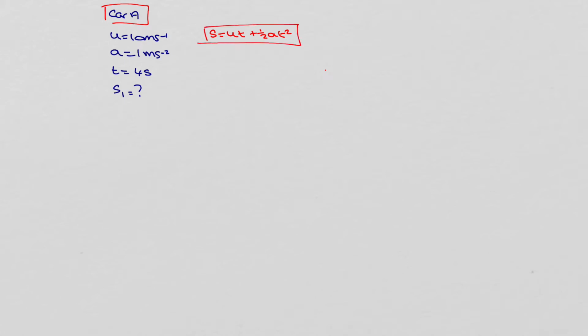So again, we say car A and work out its distance travelled. Well, for car A, we can say u is 10, a is 1, and we know the time that we're looking at specifically is 4 seconds. So therefore we can find the distance travelled using s equals ut plus a half at squared. So S1 will equal 10 times 4 plus a half times a times 4 squared. So that's going to be 40 plus 8, which is 48 metres.